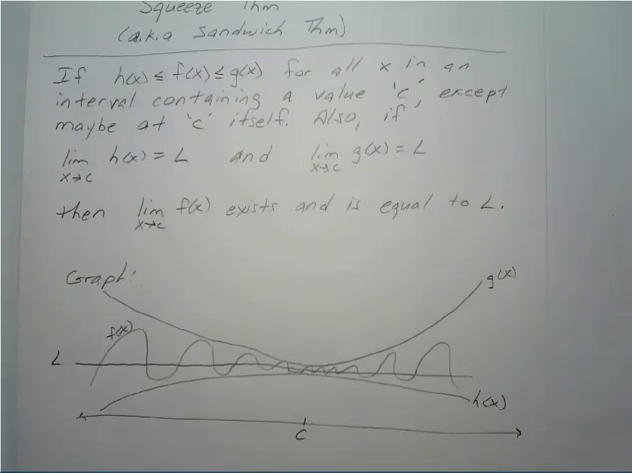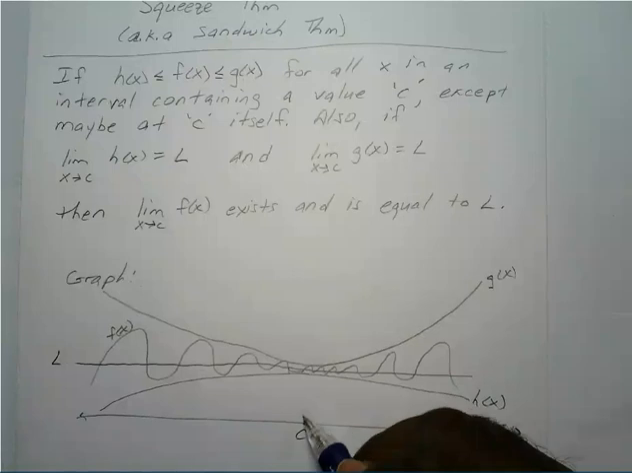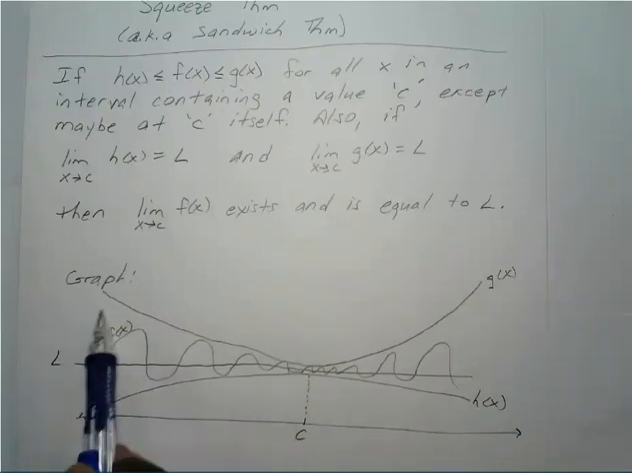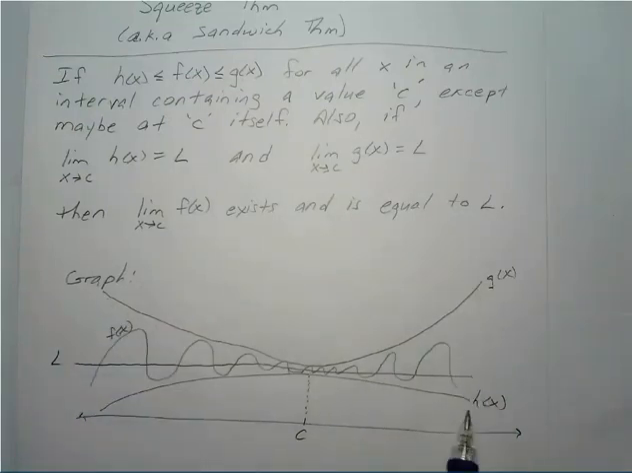What they're saying is, as you approach c, as long as for every value of x in the interval that you're looking at, f is below g of x and above h of x, then that function will have a limit that's also L. Even though it may be a little hard to look at it and figure it out, you can do it by the sandwich theorem or squeeze theorem.